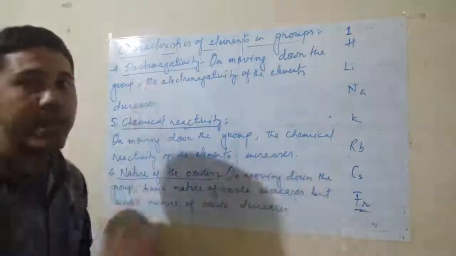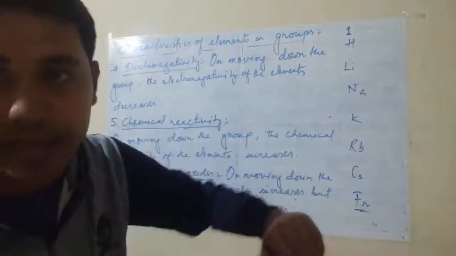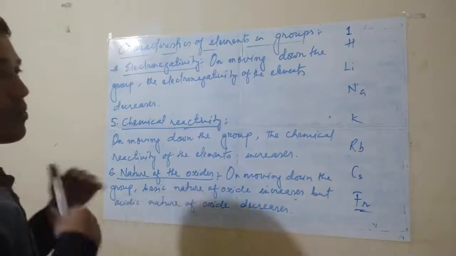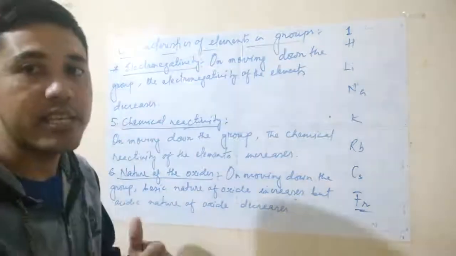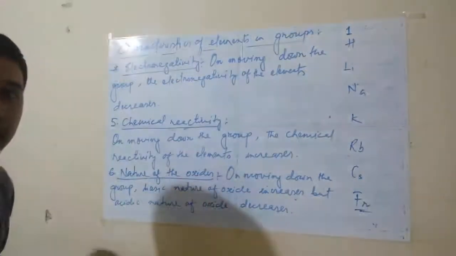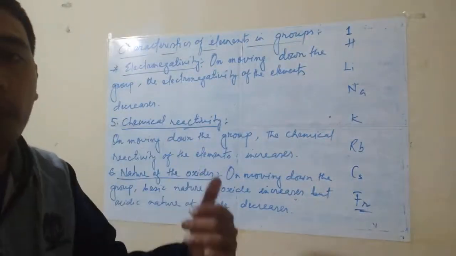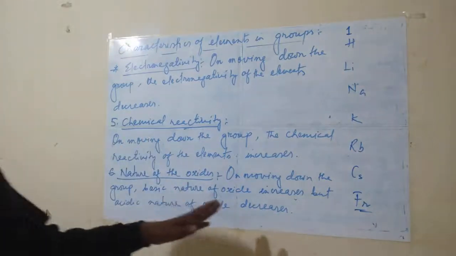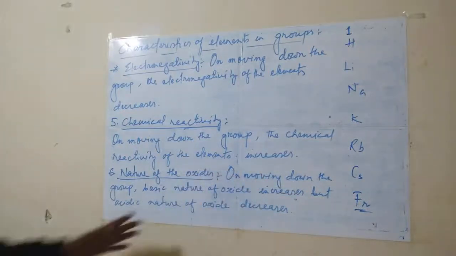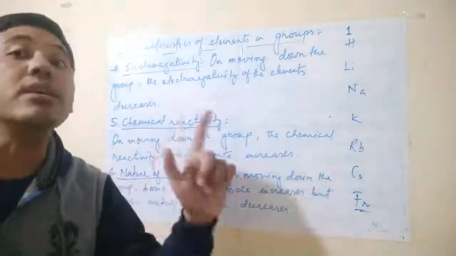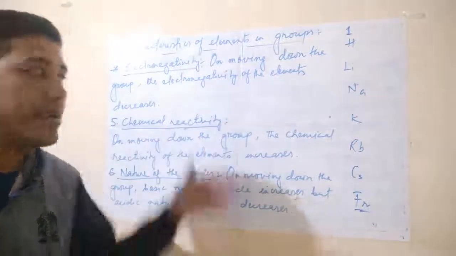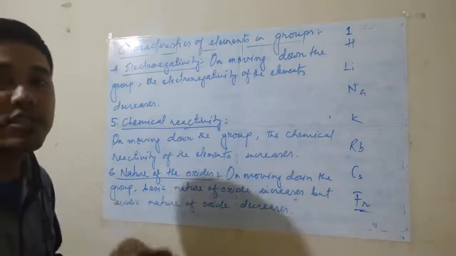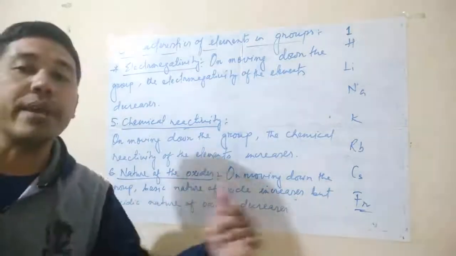But opposite to them, the non-metallic character will decrease on moving down the group. That means the acidic nature of the oxide will decrease. All the non-metals form acidic oxides, right? Because of that, we write like this: on moving down the group, the basic nature of the oxide increases, but the acidic nature of the oxide decreases. These are the characteristics of the elements which are present in the group.